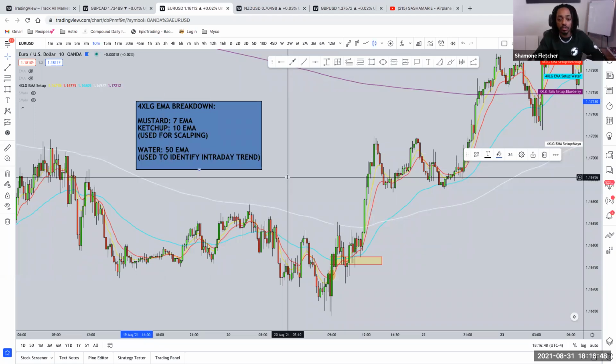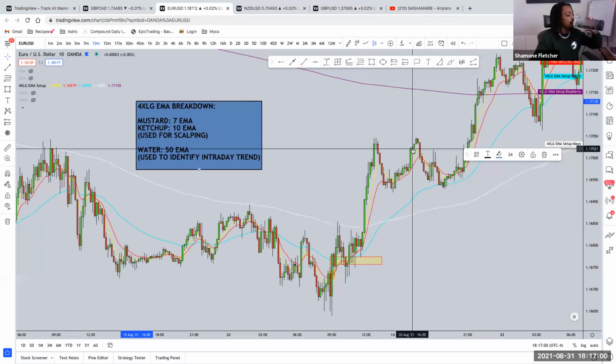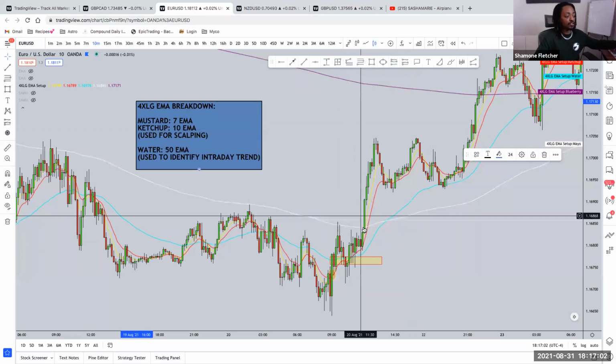That's how we're using these moving averages, guys. You don't really need to leave time frames. You don't need to check all of them. I have all of them for different reasons, but using this 4XLG kind of simplifies having all of these. But you can confirm it.